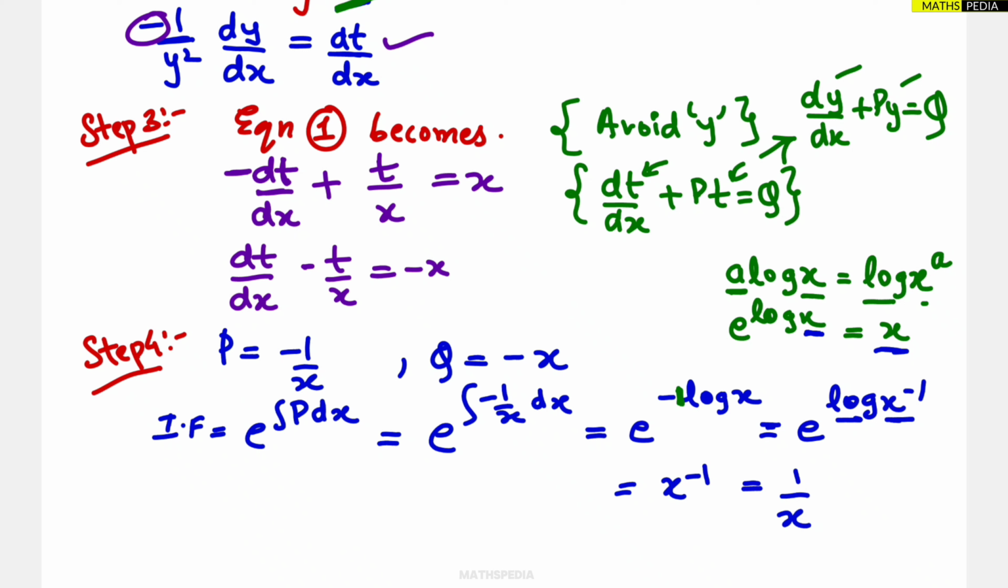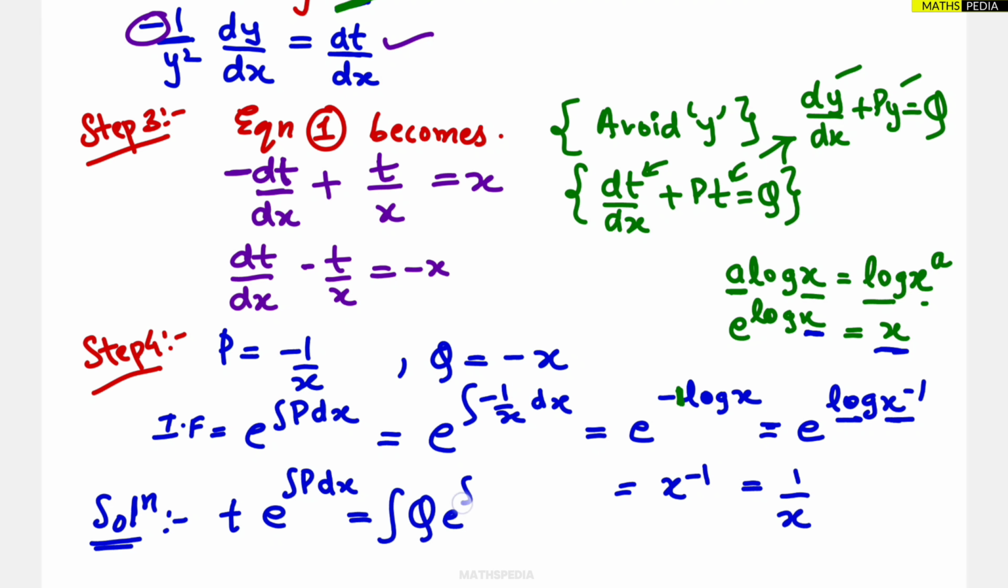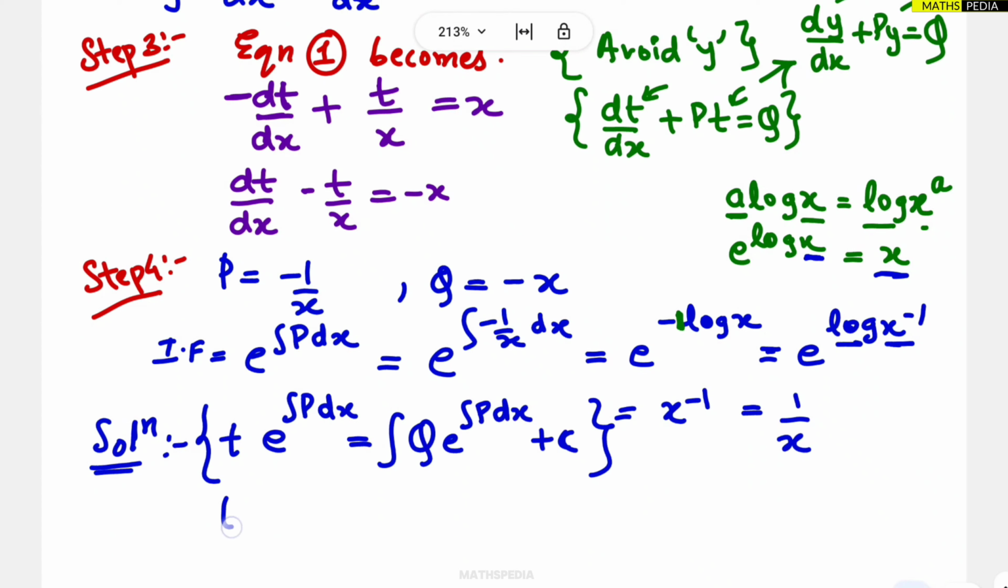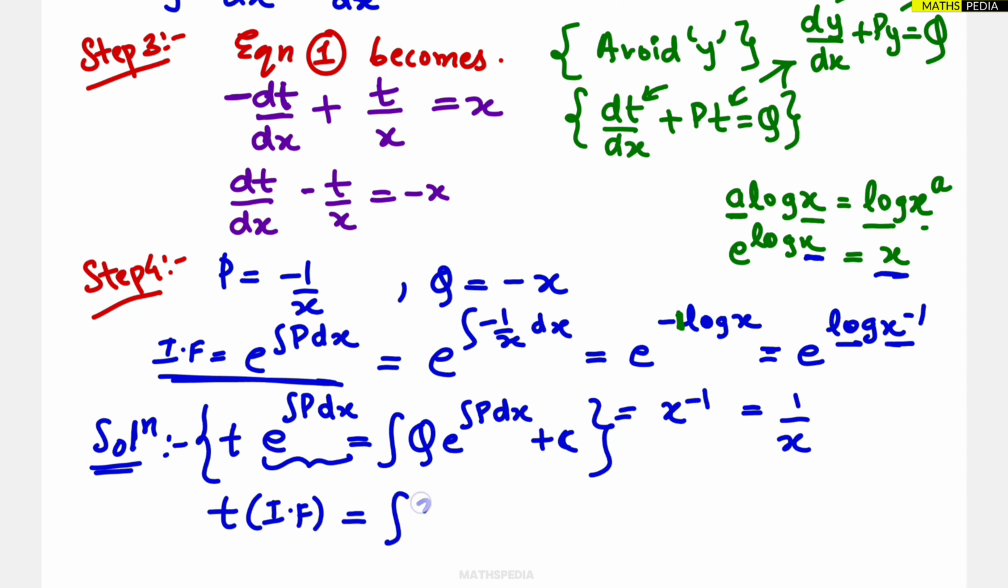Next step. Coming to the solution part, this you can write as step number 5. Solution is given by t into e power integration of p dx equal to integration of q into e power integration of p dx plus c. This is the solution part. This can also be written as t into integrating factor equal to integration of q into integrating factor plus c.